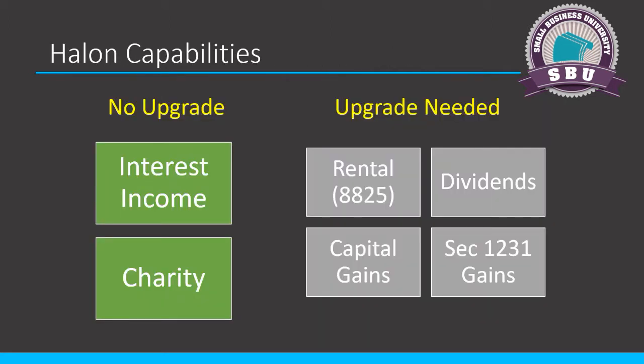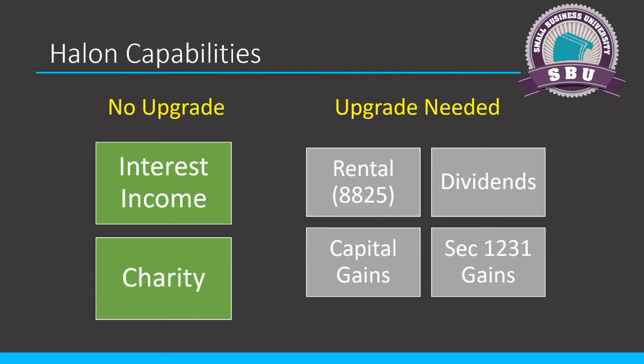So Halon has two different, you can think of it as modes. Regular Halon means that the tax return is $149, and it can handle any type of tax return, 1120S tax return, S-corp tax return, under $250,000 worth of revenue or assets.